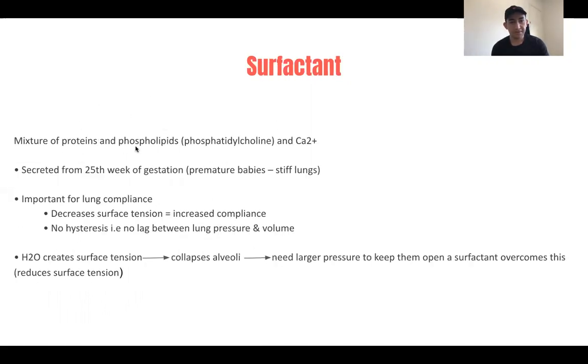Surfactant is produced from phospholipids and calcium, and it's secreted in gestation. So premature babies can often have stiff lungs if they haven't produced enough surfactant yet. In these cases, they're often injected with high doses of oxytocin to produce that surfactant, but that's not really important for you guys. Just know that it helps to keep the lungs open.